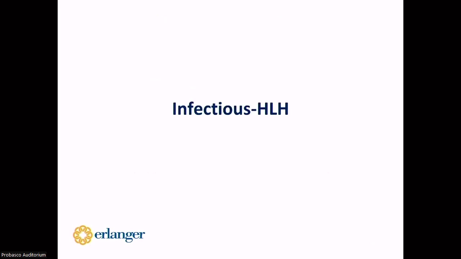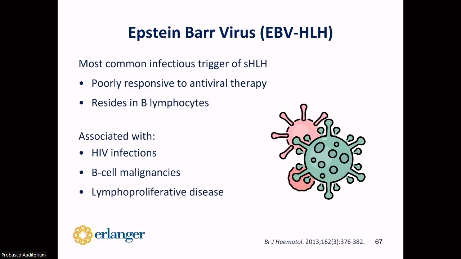The last subgroup of HLH that I'm going to be talking about is infectious HLH, specifically Epstein-Barr virus HLH. Epstein-Barr virus is a ubiquitous herpes virus that infects nearly everybody worldwide without serious sequelae. It's most common in Asia, and what we know about it is it's a really common trigger of secondary HLH, and we know that it's poorly responsive to antiviral therapy, but it resides in B lymphocytes. It's most associated with things like HIV infection, B-cell malignancies, and lymphoproliferative disease.